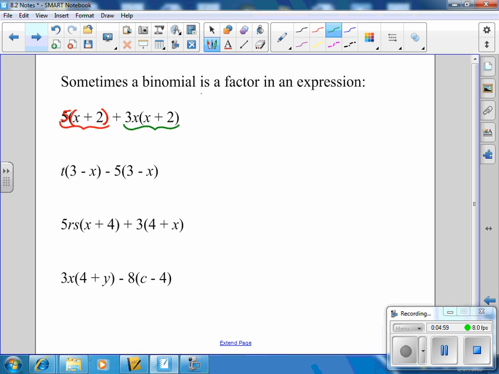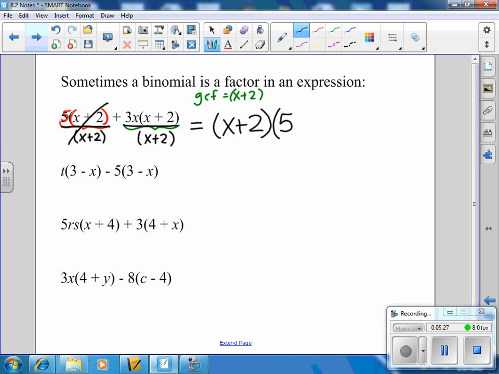So that is my GCF, and that's what I can factor out of both of these. So I'm going to factor out an x plus 2. And then just like before, you have to ask yourself, if I took out an x plus 2 from this term right here, or you can think about dividing it, what would I have left? I would just have a 5 left there. And then do the same thing here. If I took out an x plus 2, what would I have left? Well, I would just have positive 3x left. So this right here, x plus 2 times 5 plus 3x, is the same thing, but just factored, of the one that I started with.